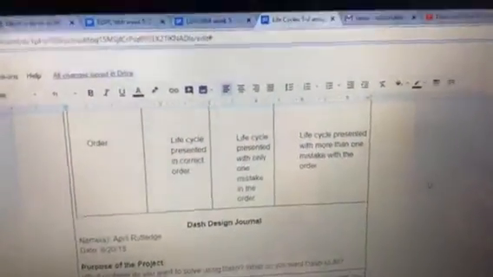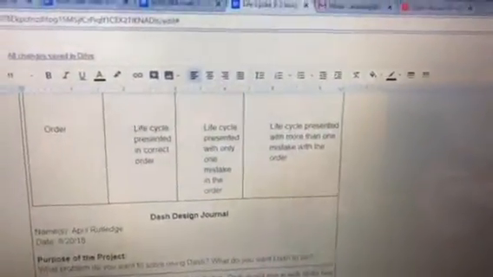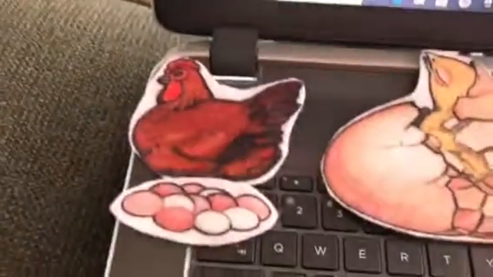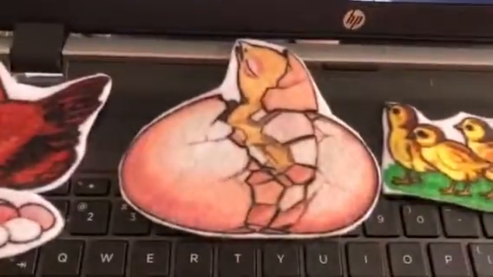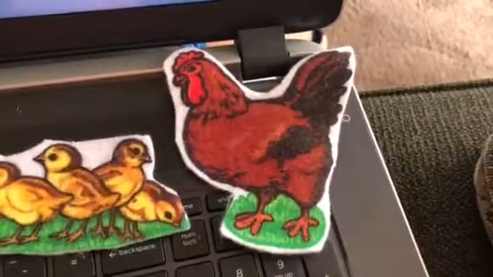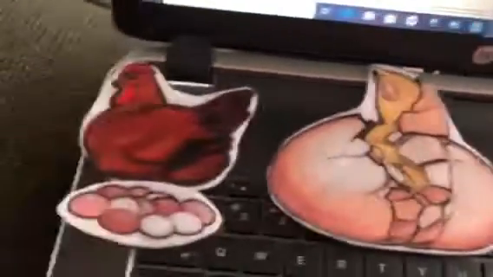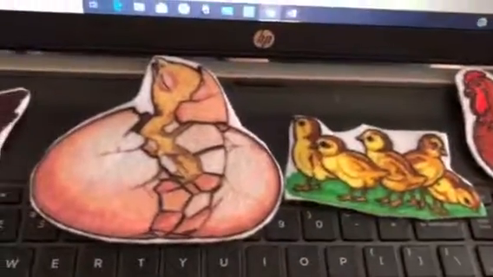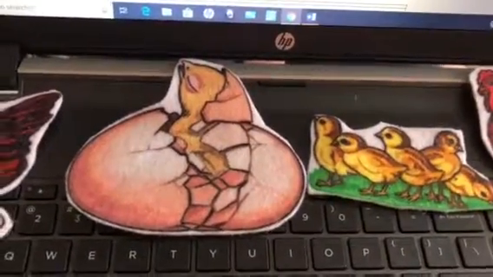So for mine, I chose a chicken. I found pictures of a chicken laying an egg. So here's the chicken with the eggs, the chicken hatching, the baby chicks, and the adult chicken. And then they just have to program Dash to move and tell a little information about each picture. And that is the challenge.